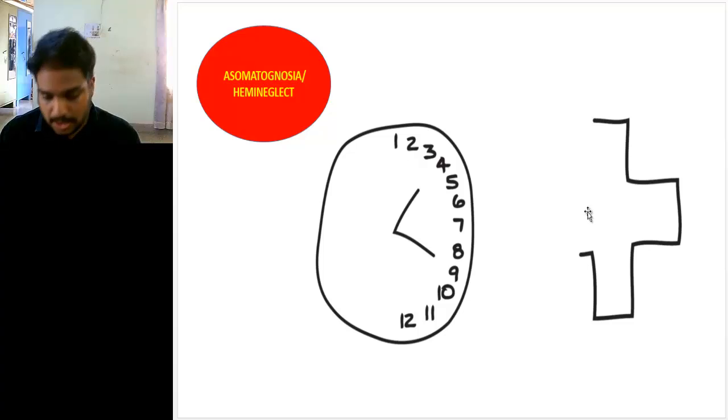So that is hemi-neglect. And the patient may deny the left arm. If you say this is your left arm, the patient will say no, it is not my left arm, right? Even if the limb is brought to his vision, he will say this is not my arm, right? So that is the asomatognosia or hemi-neglect.